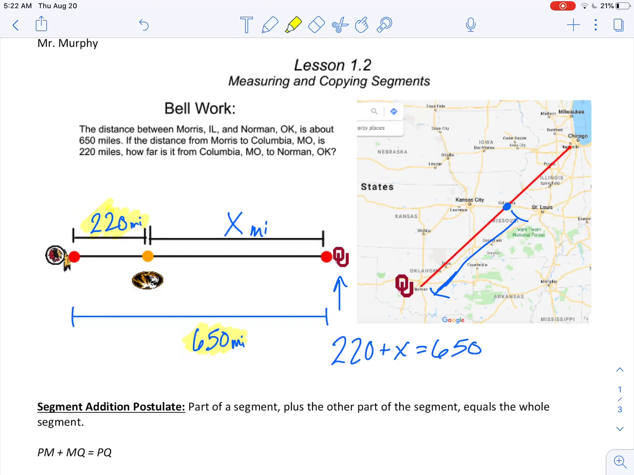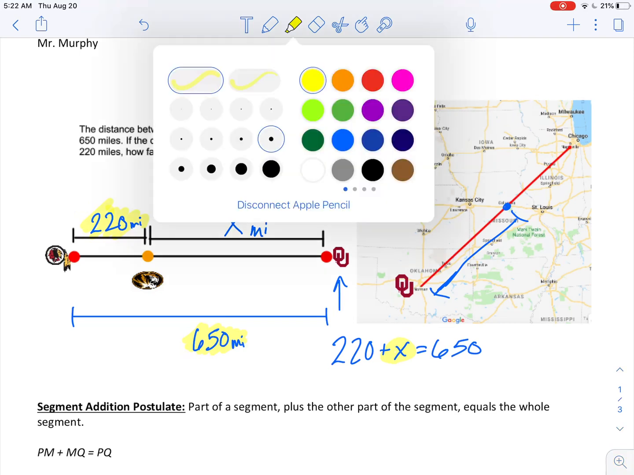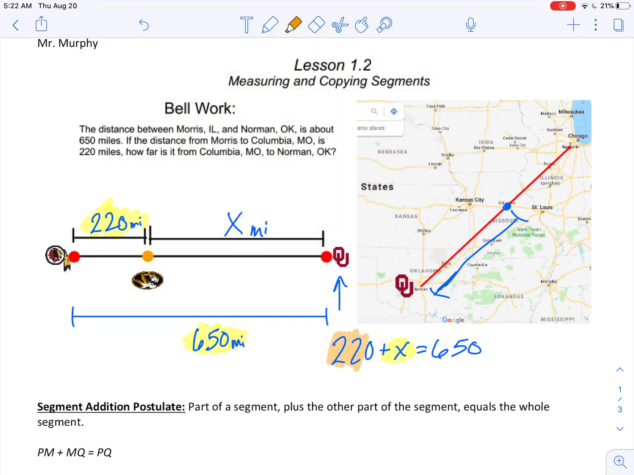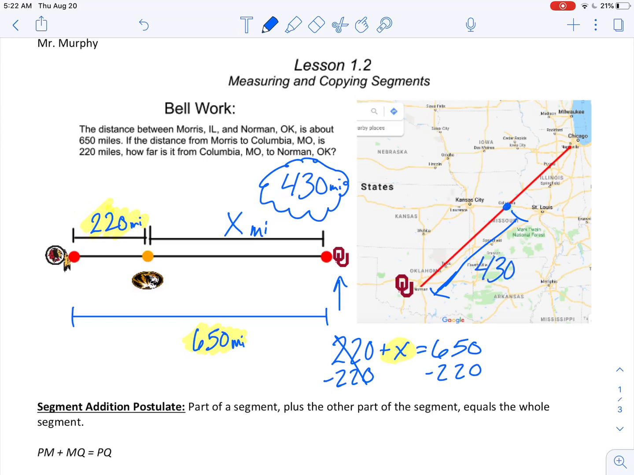And then what do I need to do now to solve for X? Well, I've got to get X by itself. And if I have a positive 220 here with my X, well, to get rid of a positive 220, I would just take the opposite and subtract 220. So those would reduce to 0, and then I've got 650 minus 220. My final answer would be 430 miles. So this distance here would have to be 430 miles between Columbia and Norman, Oklahoma.